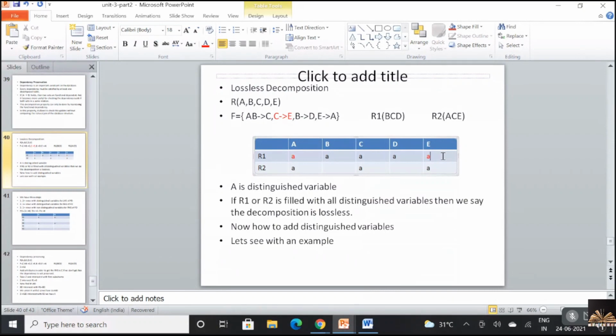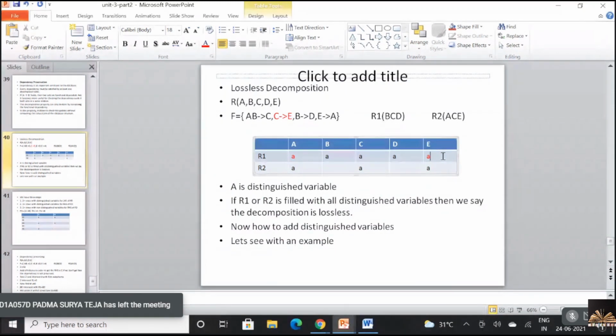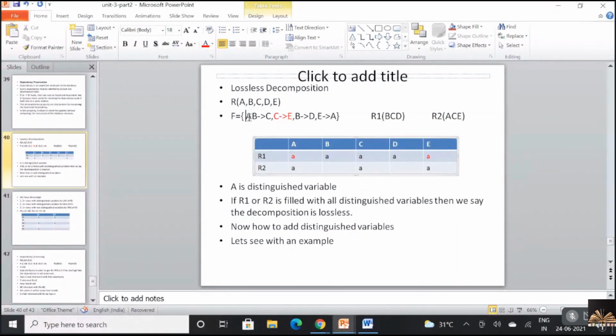And you have to go through the FDs until you are able to put a distinguished variable. Once you feel that you cannot add a distinguished variable to all the elements of a particular row, then you can stop and say that this is a lossy decomposition. You can again go back to AB implies C, C implies E, B implies D, E implies A. You can go any number of times. But the main job on hand is to fill at least 1 row with distinguished variables in order to say that it is a lossless join decomposition.